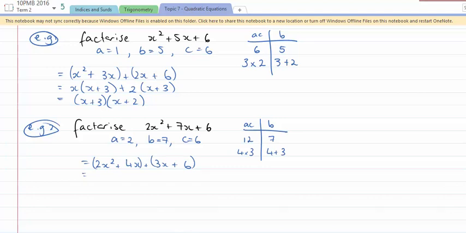So the common factor in the first two terms is 2x, we're left with x plus 2. And in the second two terms, the common factor is 3, and again we're left with x plus 2.